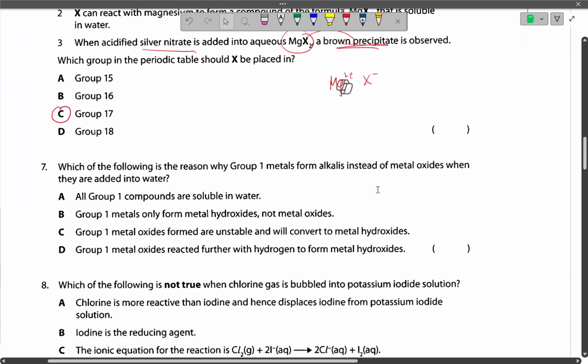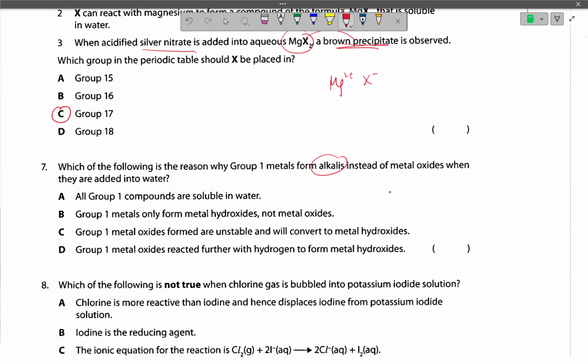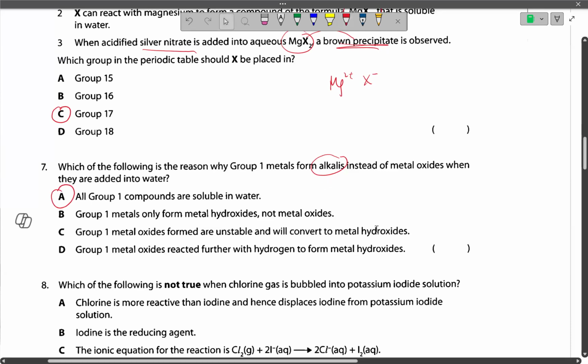Which of the following is the reason why group 1 metals form alkalis instead of oxides when they're added to water? All metals will form oxides, but group 1 oxides are very soluble in water. Even if they form oxides, they'll dissolve in water to form the hydroxide, and the hydroxide is called alkali. Even if sodium forms oxide in the air, and sodium and sodium oxide together are put inside the water, the sodium oxide also reacts with water to form hydroxide. So the key idea is they're all soluble in water, so they form alkalis. Alkalis are soluble bases. Answer is A. Sorry? B?